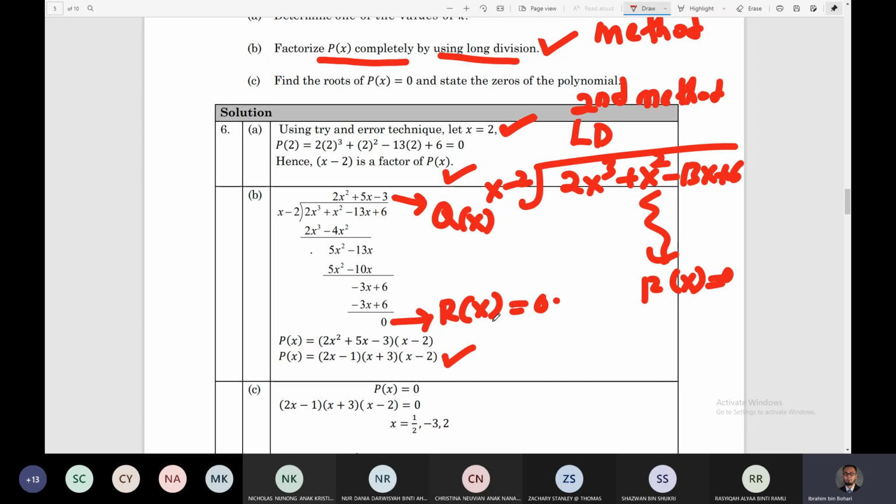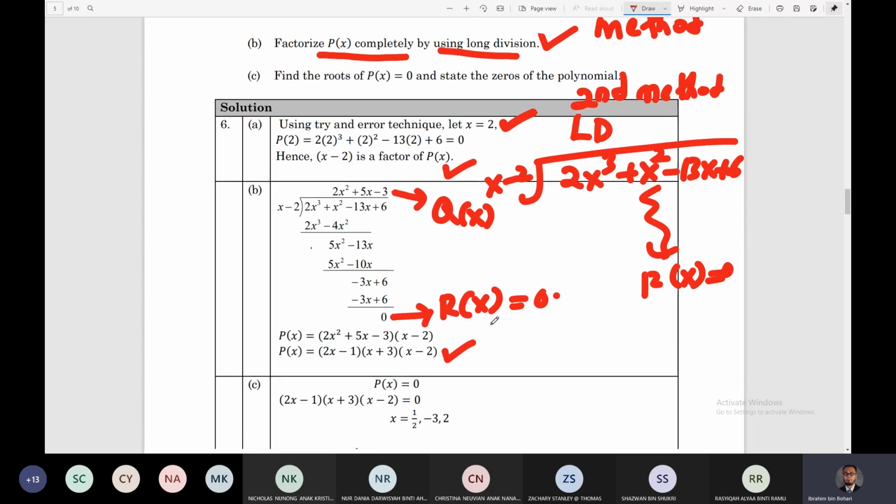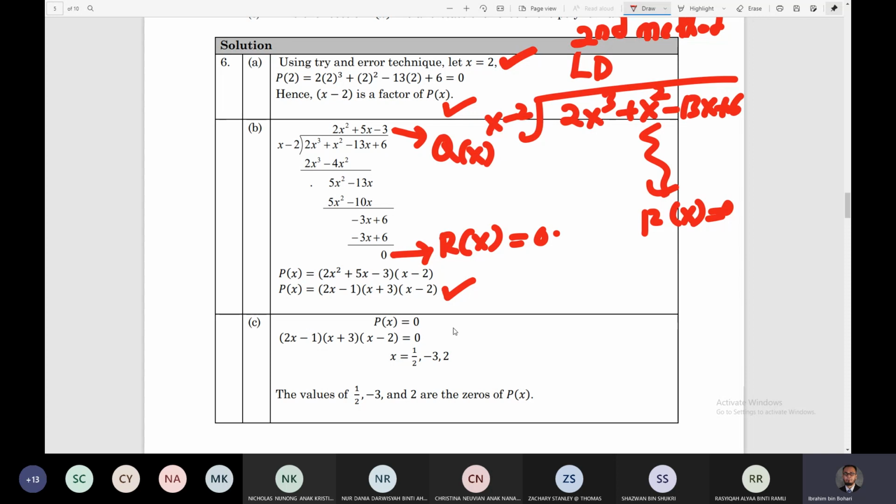Okay, and then question B, question C. Question C, find the roots of f(x) and state the zeros. This one you check answer. The value of x equals 1 over 2, negative 3, 2, and the zeros equal 1 over 2, negative 3, and 2. Okay, settle question 6 and question 7.